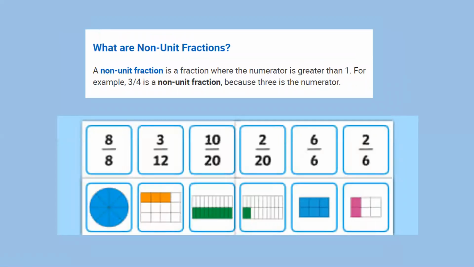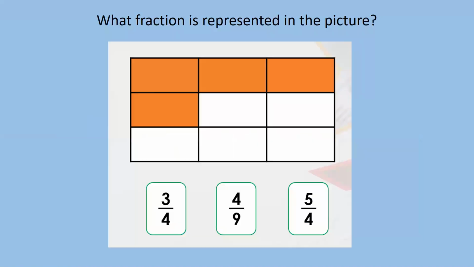So a non-unit fraction is where our numerator, or our top number, is greater than 1. So for example, 3/4 is a non-unit fraction because the 3 is the numerator. A couple of examples to go through down below. So 3/12 is a non-unit fraction because the numerator is 3. And then we've got 2/6 at the end there. 2/6 is a non-unit fraction because the numerator is 2.